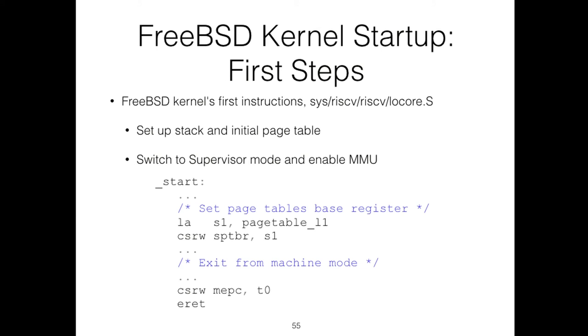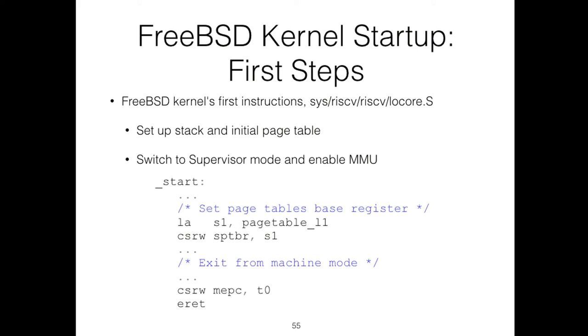On RISC-V specifically, the first thing that runs is the start routine, and you can find that in locore.S. I'm leaving out some details; you can look at Russell's talk for the full details. But at a high level, you'll set up a stack and an initial page table, and then you'll switch to supervisor mode and enable the MMU.